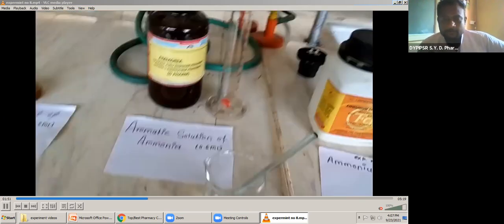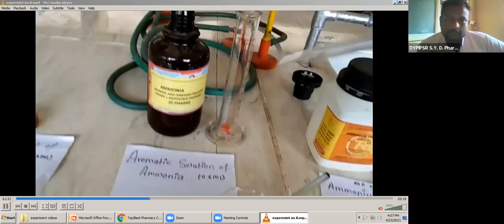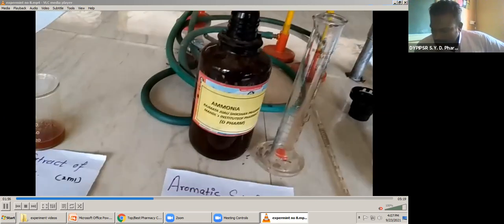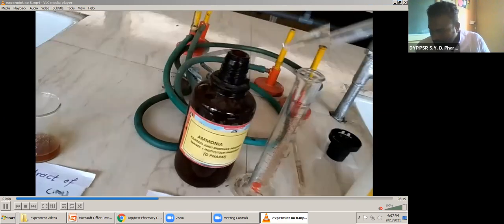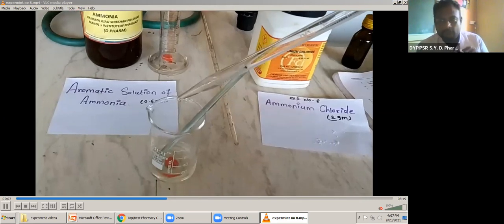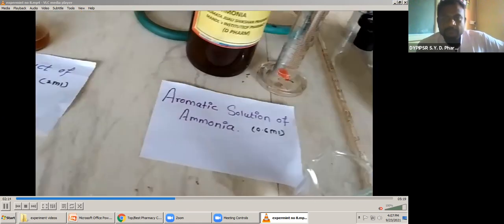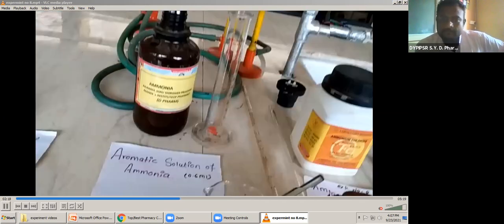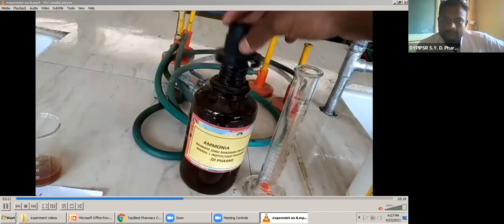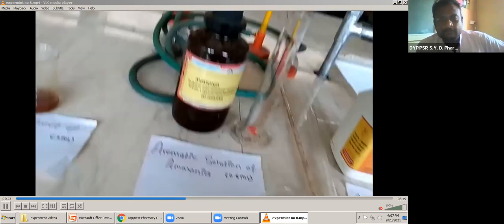This is how we have to stir the mixture. Then we are going to take the aromatic solution of ammonia. Only 0.6 ml we are going to use here, that is 1 drop. Only 1 drop of the solution of ammonia, that is 0.6 ml, we are going to use here. Then we have to close that particular ingredient with the help of a cap.